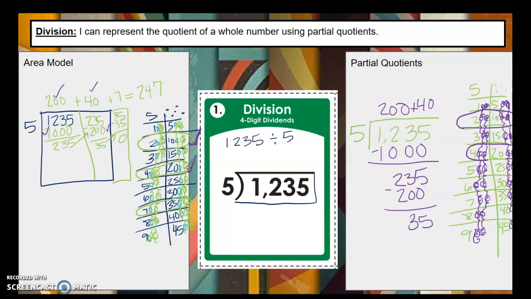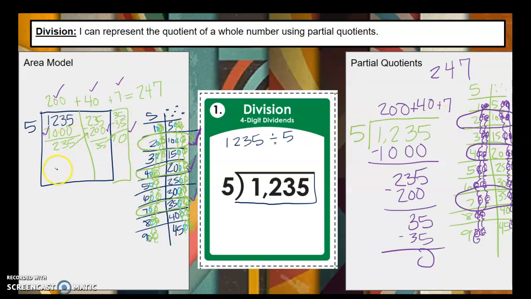Okay, so now I'm going to look for 35, which I have exactly right here. So I'm going to put plus 7, just like I did here. And then I'm going to subtract 35, just like I did right here. And you get the same thing. And then you add, and you get 247.